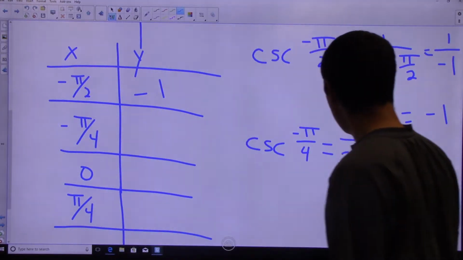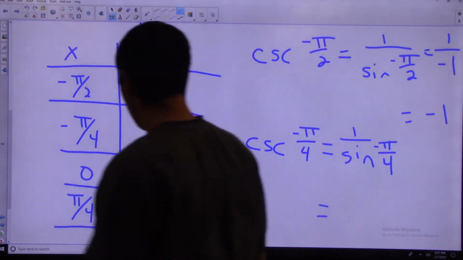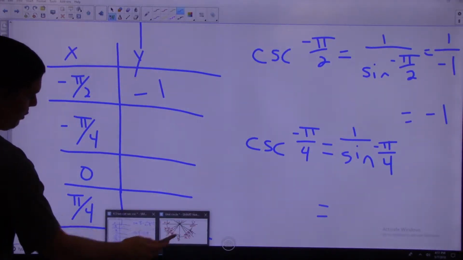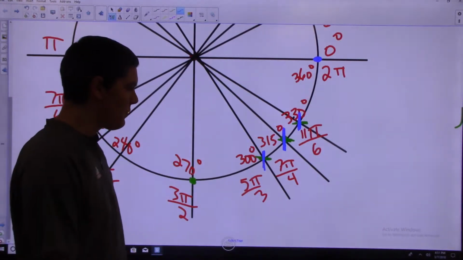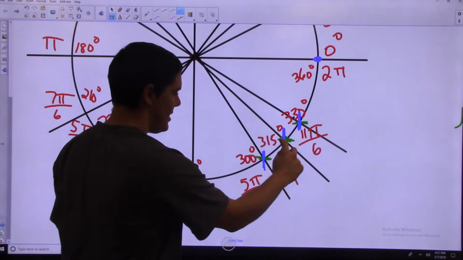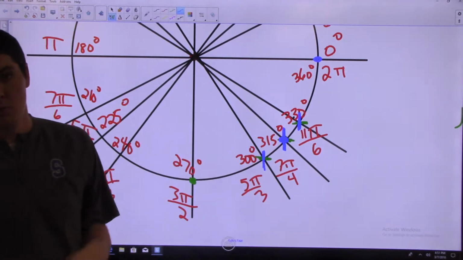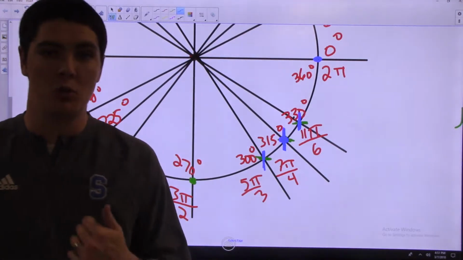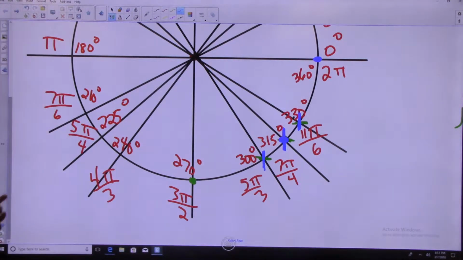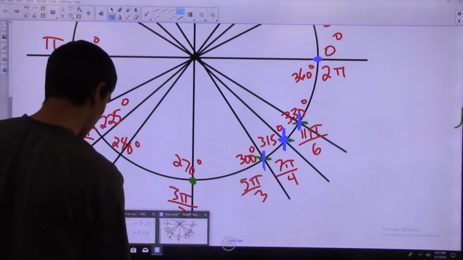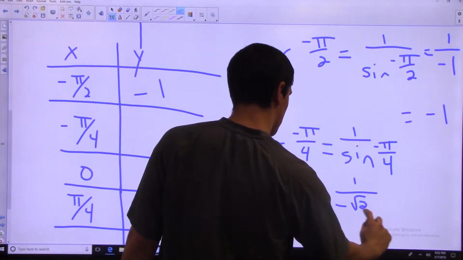Well, it's 1 over the sine of negative pi over 4, so let's find the sine of negative pi over 4. Well, negative pi over 4 is right here, remember? The y value of that point is still the middle value, but notice the y value is still negative. So the middle value we have to choose from out of 1/2, square root of 2 over 2 and square root of 3 over 2 is the square root of 2 over 2. So the answer is negative square root of 2 over 2. So this is going to be 1 over negative square root of 2 over 2.